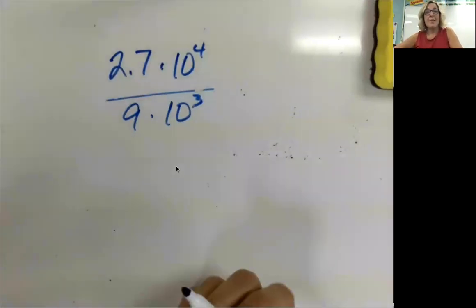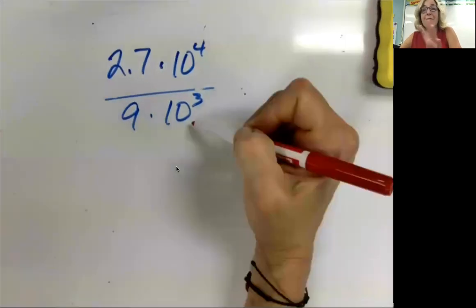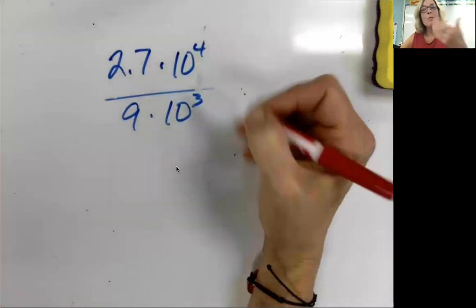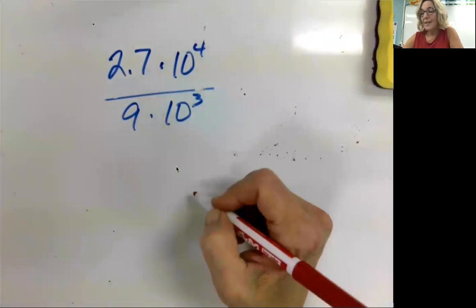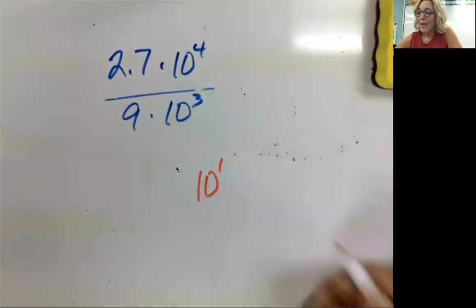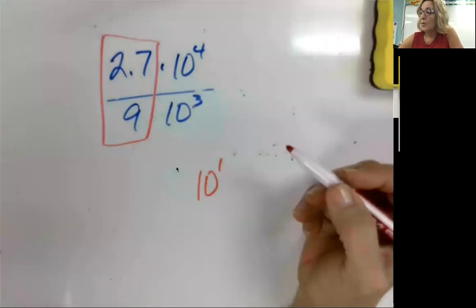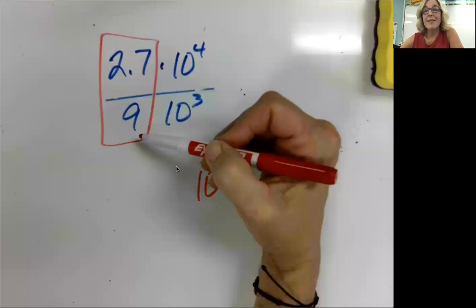So I can see that 10 to the 4th power divided by 10 to the 3rd. If when we multiply powers of 10, we add the exponents, when we divide them, we would subtract. So 10 to the 4th divided by 10 to the 3rd would be 10 to the 1st power. So now all we have to do is divide the coefficients. So you might recognize that 27 is a multiple of 9. So you just have to think about the decimal.